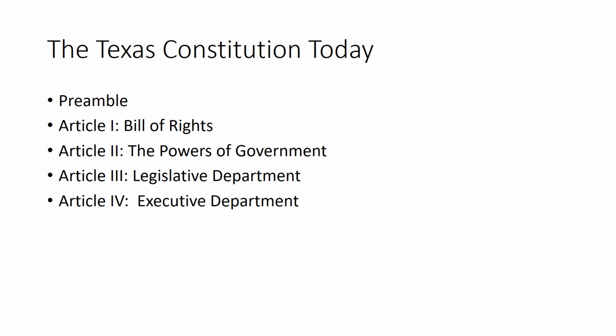Article 4 is the executive department. The Texas Constitution divides the executive department into 6 distinct offices, 5 of which are elected. Our Constitution limits the chief executive's directive authority and his or her budgetary power, meaning they can recommend a budget to the legislature, but that is the extent of their power.